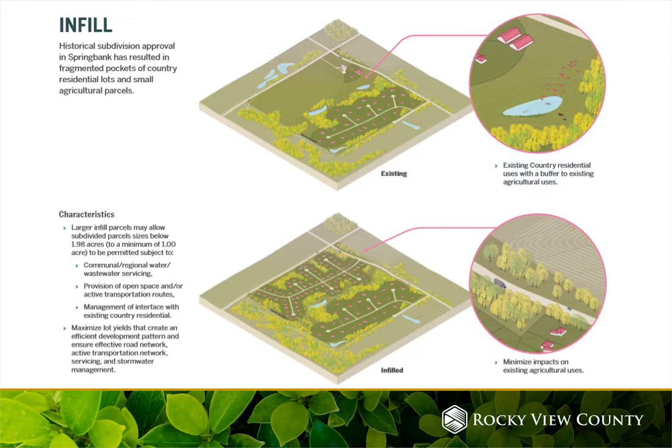A key aspect of these policies is the ability to address important land use and technical aspects of development through an infill plan rather than a local plan or conceptual scheme as has been required in the past. For lands identified as infill in the land use strategy, you will find a corresponding map in Appendix C of the plan that highlights some important considerations for each area.